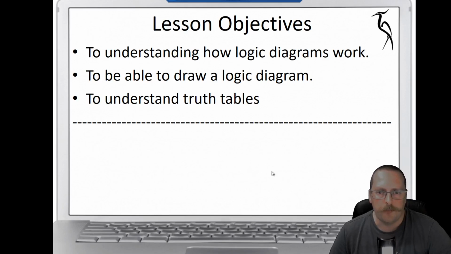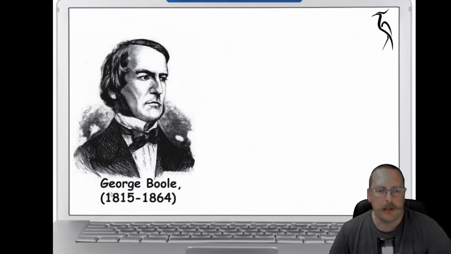A little bit of background understanding we need first is about this man here, George Boole. He invented Boolean logic. Boolean logic is when there's a Boolean value, which is true or false, a yes or a no, or on or off. It's one or the other. There is only one option or another option.